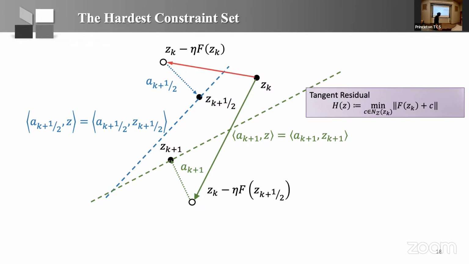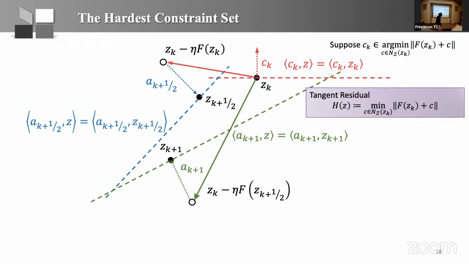Also, to write this tangent residual, I need to know what is the C from the normal cone that I should subtract from. Okay, maybe I also tell you that. So at ZK, this is the CK you should subtract from. What I learned here, I learned some other things too, but the one thing is that this must be in the normal cone.